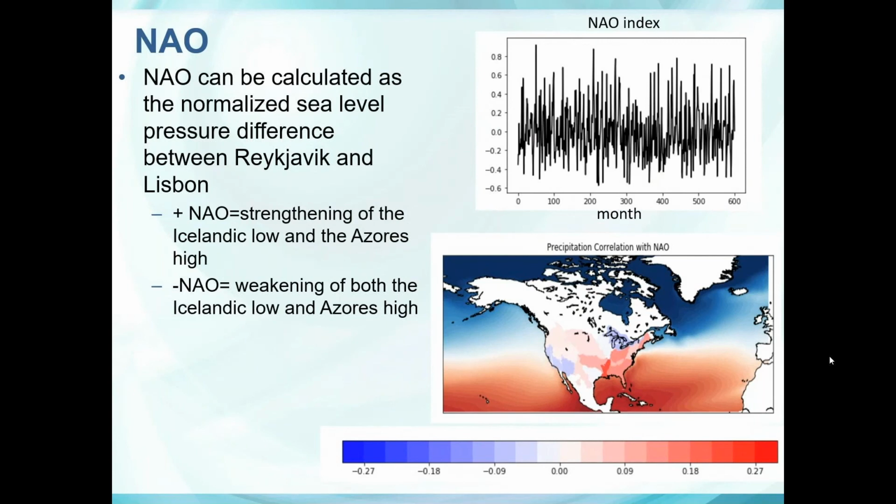So just like before, we can look at correlations between this time series and precipitation. And that gives us the figure in the lower right. So what we see here are stronger correlations in the southeast and along the east coast as well.